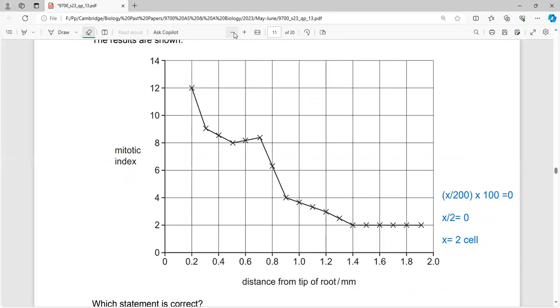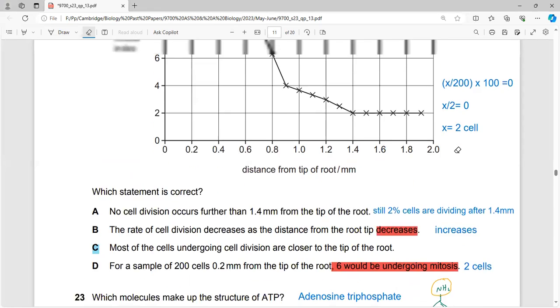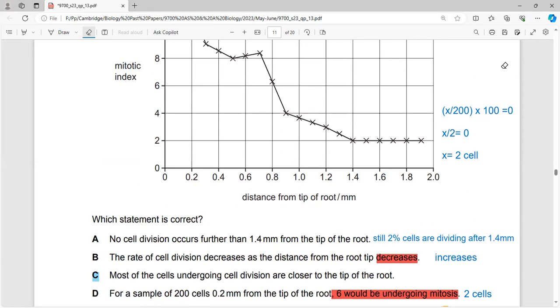You can see that along the y-axis we have the mitotic index, this is our dependent variable. What about the x-axis? This is our independent variable, that is our distance from the tip of the root. So here, if you're moving away from the tip of the root, the number of cell divisions is decreasing. So overall, the mitotic index is decreasing. That's the general information we got. On the basis of this general information, we're going to see which option is correct. So which statement is correct here?